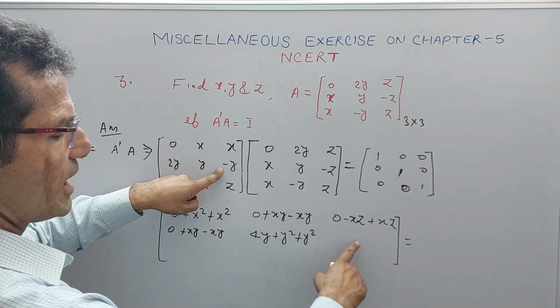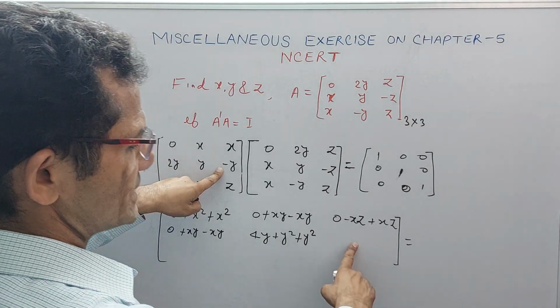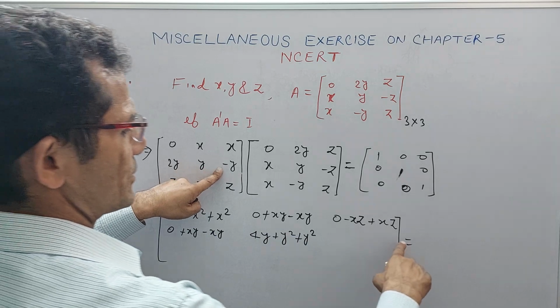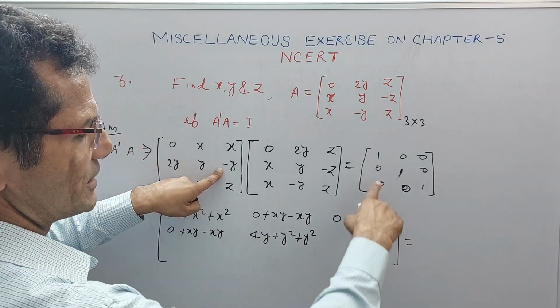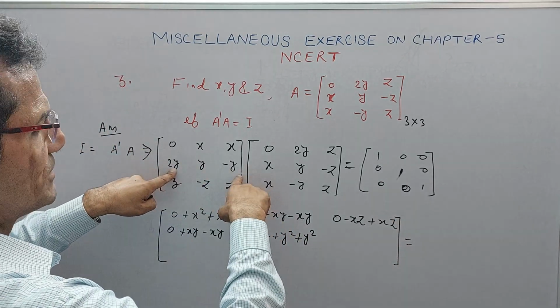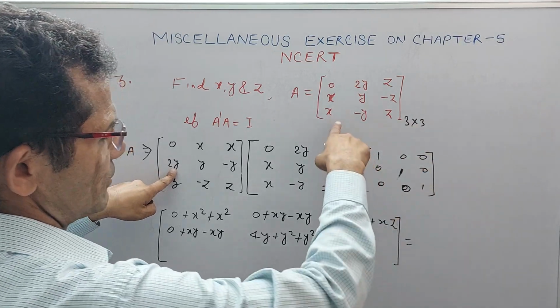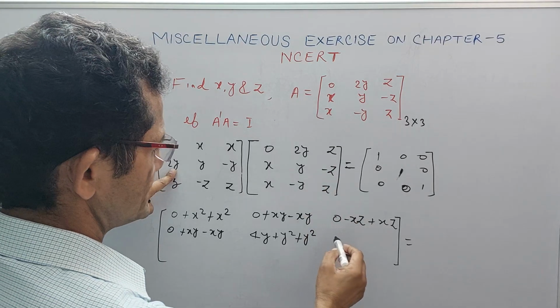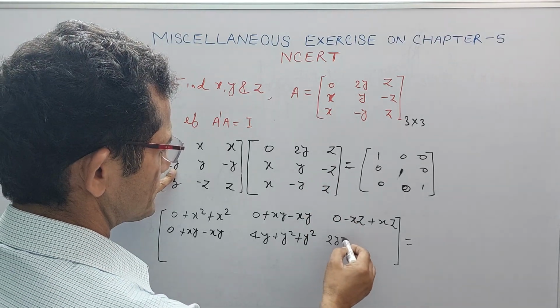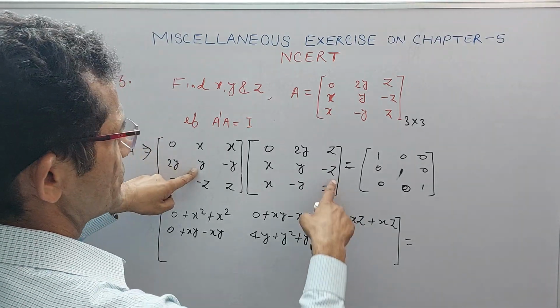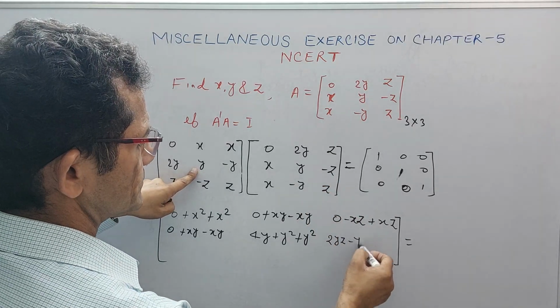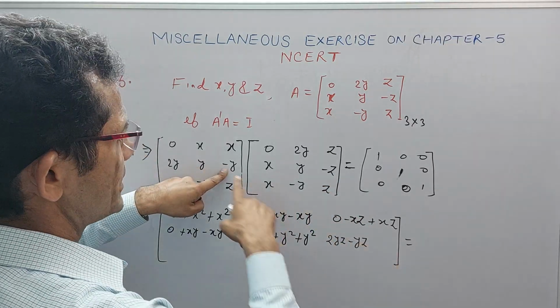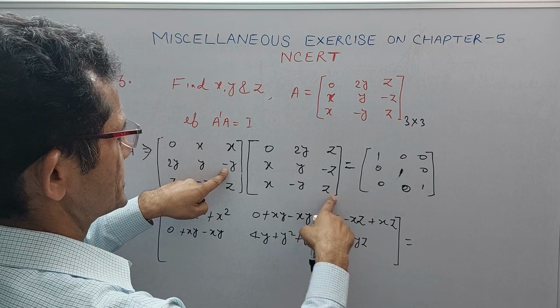Now we fill this entry, the second row and third column. Our second row is this one, and the third column is this one. Now 2y into z is 2yz, y into minus z is minus yz, and minus y into z is also minus yz.